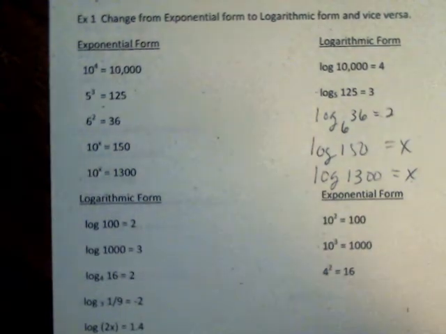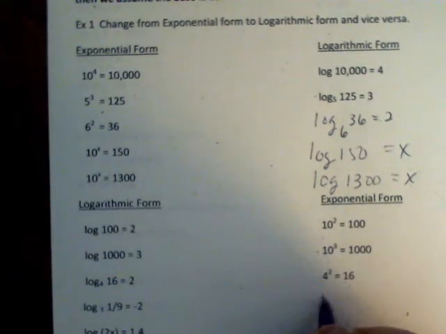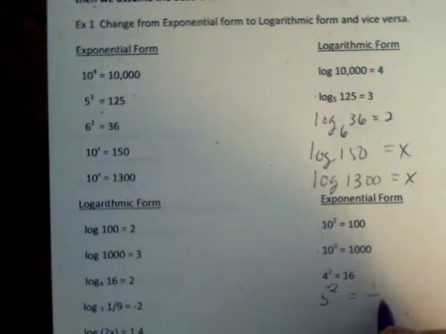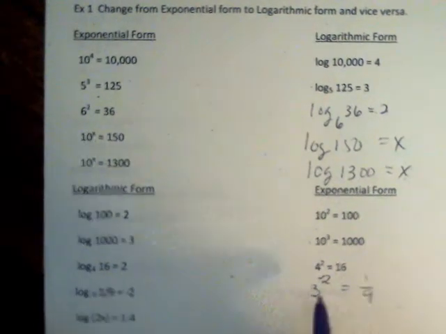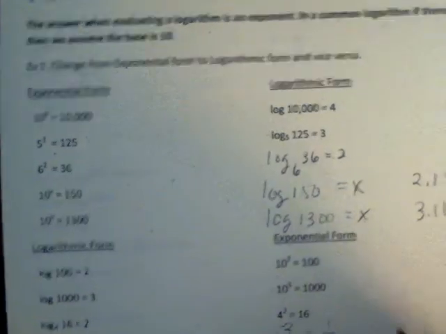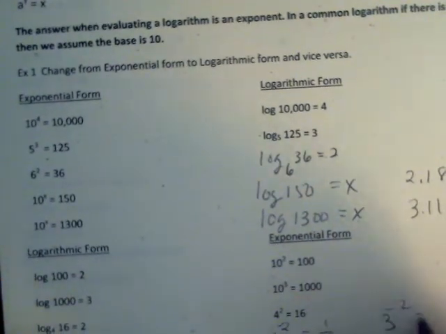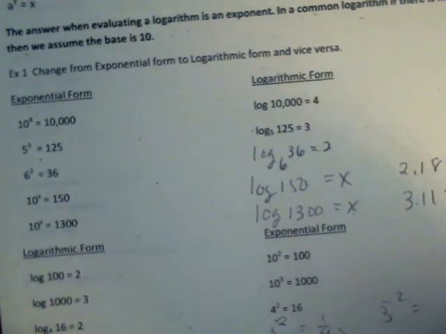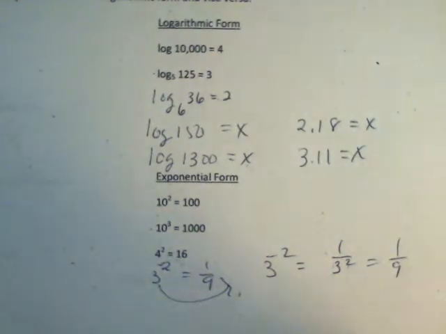4 squared is 16. 3 to the negative 2 is 1 over 9. Negative exponents just imply, if you don't remember those, 3 to the negative 2 is 1 over 3 squared, and that's how we get 1/9.